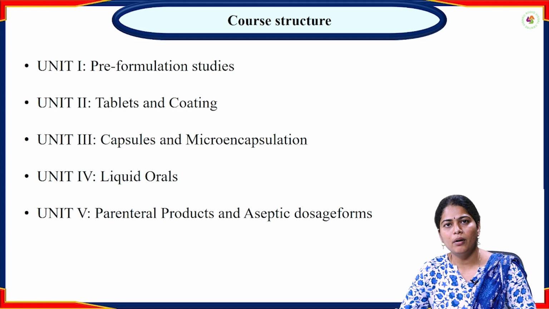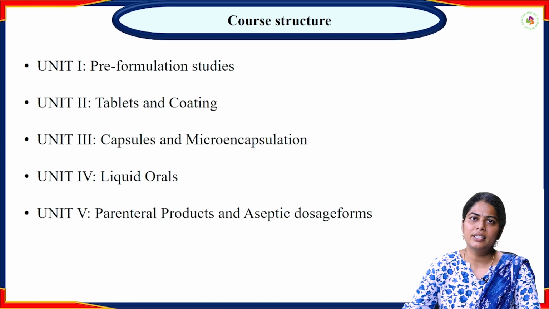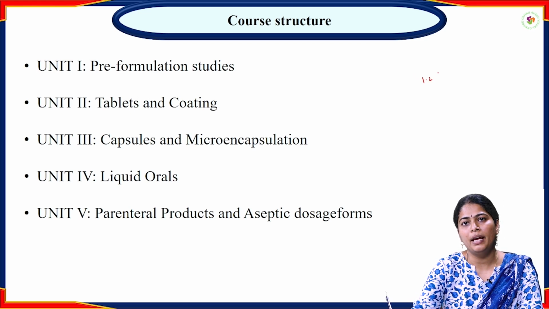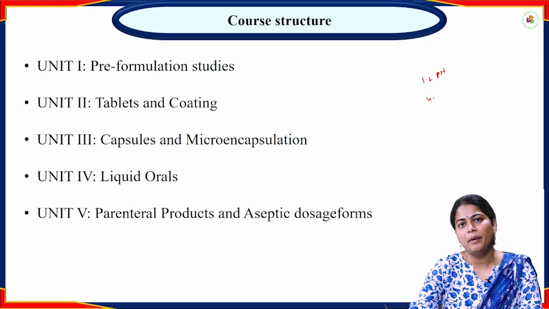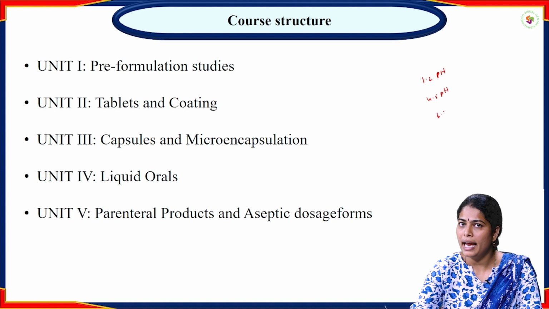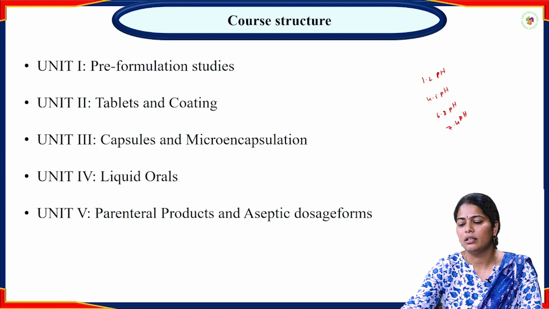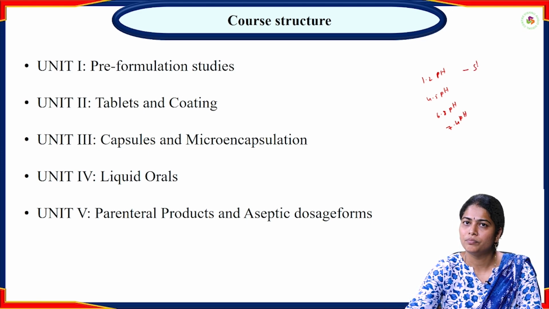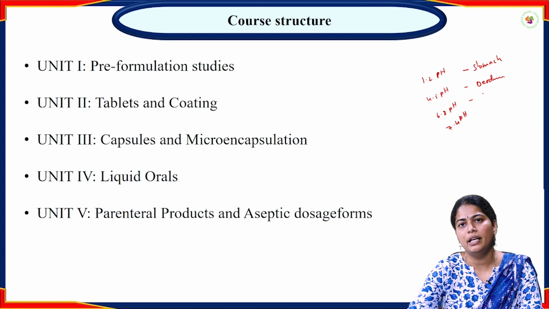In this pre-formulation study, first we will go with the solubility analysis. We need to measure the solubility of a specific drug throughout the GI system, because the GI system consists of 1.2 pH, 4.5 pH, 6.8 pH and 7.4 pH throughout the GIT. So 1.2 pH in the stomach, 4.5 pH in the duodenum, 6.8 in the small intestine, 7.4 in the large intestine.